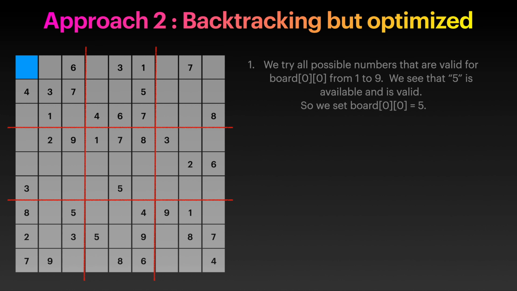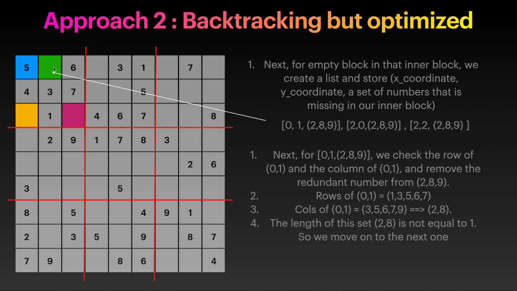If you look at this 0, 0, that's the first empty block in our Sudoku, and we will be trying from 1 through 9, and we see that 5 is the first available number. That is valid because, you may ask, how about 2? 2 comes before 5, but notice that 2 is here, so we cannot use 2. 5 is the first valid number, so we set that equal to 5, and then we look at all the other empty blocks in this first inner block. So we see this guy, and this guy.